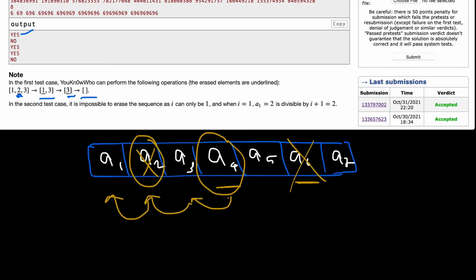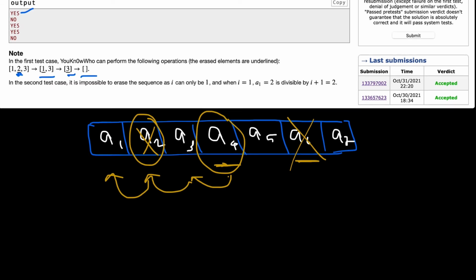Now, whenever I find such an I plus 1 that doesn't divide it, then I can remove A4, right? So for A4, with whom will I check? I will check first with 4 plus 1, that is 5. Then at this position, I can check with 4. At this position, I can check with 3. At this position, I can check with 2. So that is the thing.